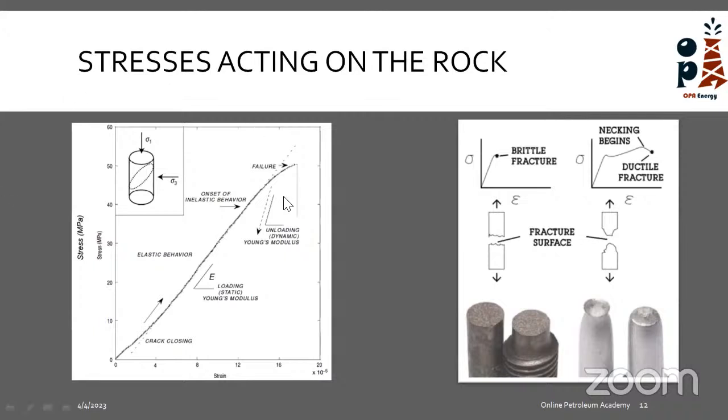After a while, you will notice that the relationship deviates from the linear line. And this is, we can say, the end of the elastic performance of the rock, okay? Because before, if you remove the stress, the rock can return back to its original properties or dimensions.